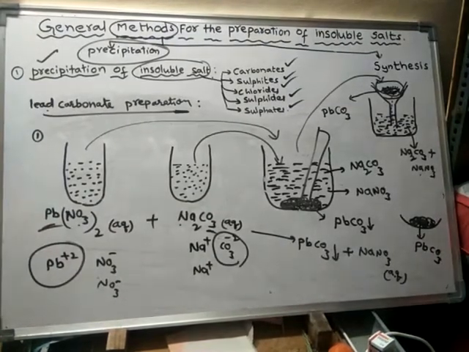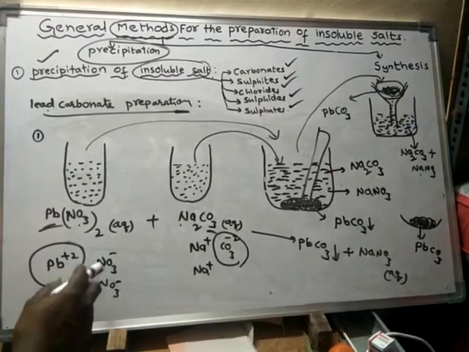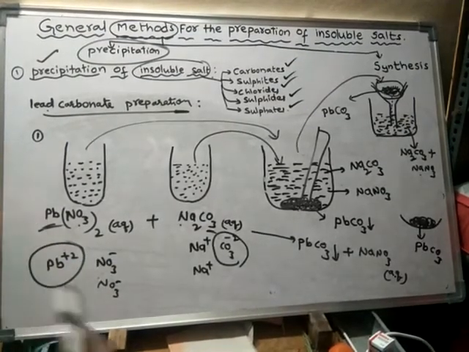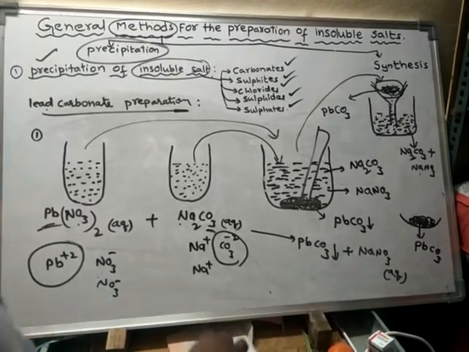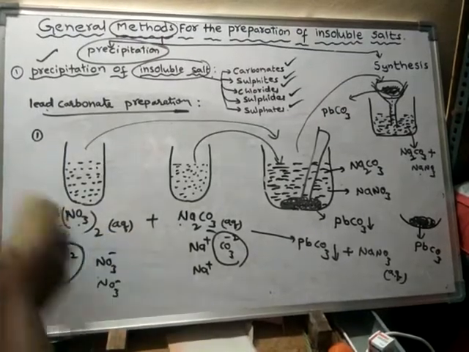So we can prepare many salts. Suppose sometimes lead nitrate is not available, so what to do? We are having only, instead of lead nitrate, if we have, so I am removing this one.